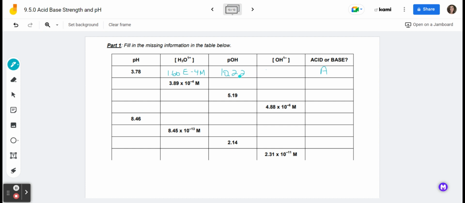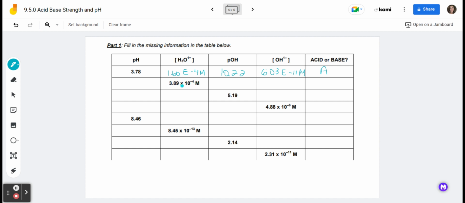Now I'm going to do the same thing with this. Same thing. So second function negative 10.22. And I'm going to get 6.03 E negative 11 molar. So if I remember, negative 4 is going to be a lot bigger than negative 11. So I have a lot more hydronium ions, and that's why I have a lower pH.